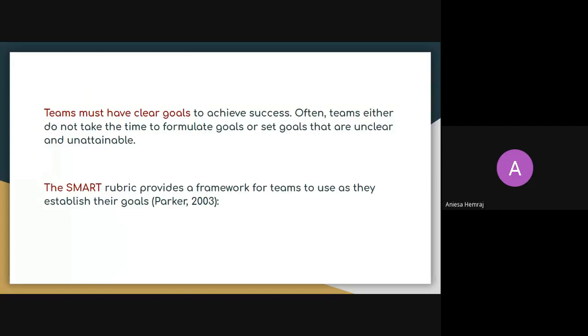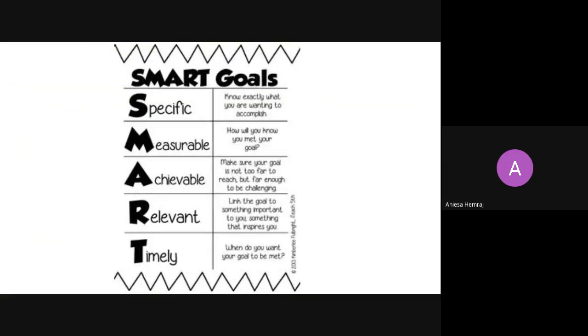Teams must have clear goals to achieve success. Often, teams either do not take the time to formulate goals or set goals that are unclear and unattainable. So, to achieve this, there's something called a SMART rubric, which provides a framework for teams to use as they establish their goals. So, this is the acronym.